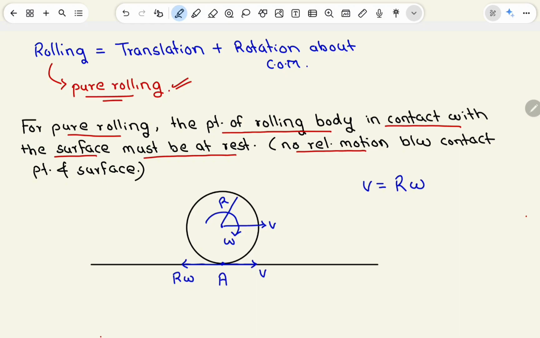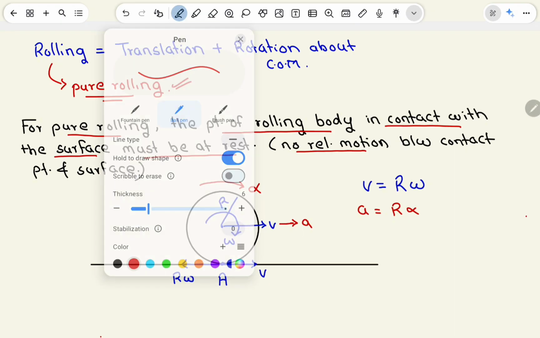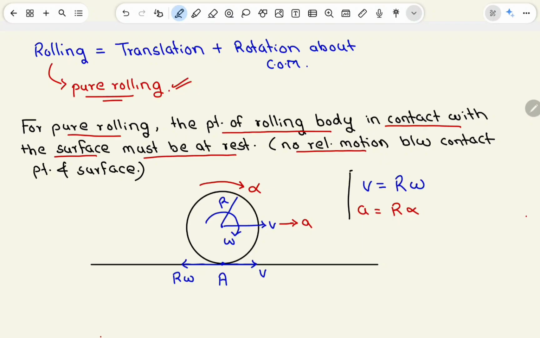Now, this is not the only condition that is satisfied for pure rolling. There is another condition which relates acceleration also. Let's say the body has an angular acceleration alpha about the center of mass, and the center of mass is moving ahead with an acceleration a. So the other condition that must be satisfied for pure rolling is a must be equal to r alpha. So these are the two conditions, v is equal to r omega and a is equal to r alpha, that must be satisfied for pure rolling of the body. I'll just box up the two relations.